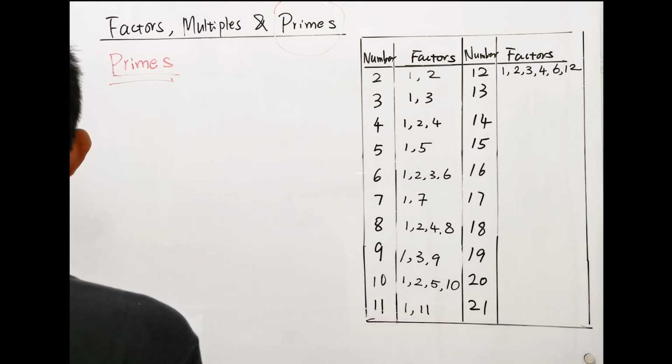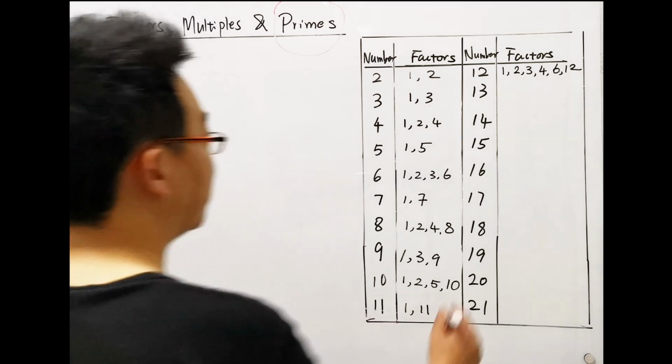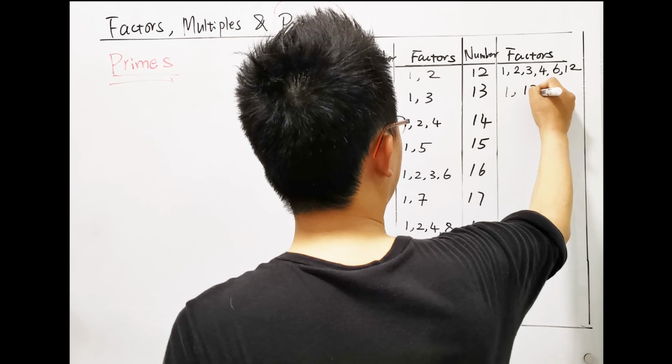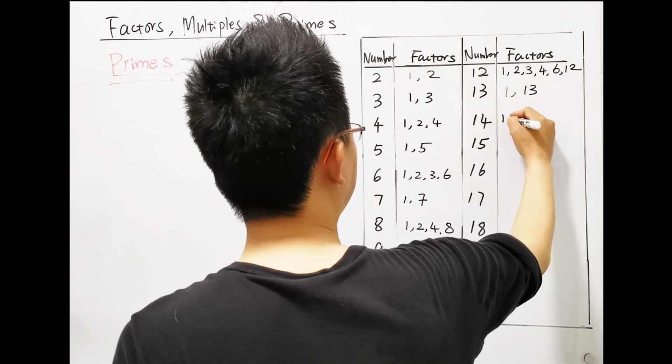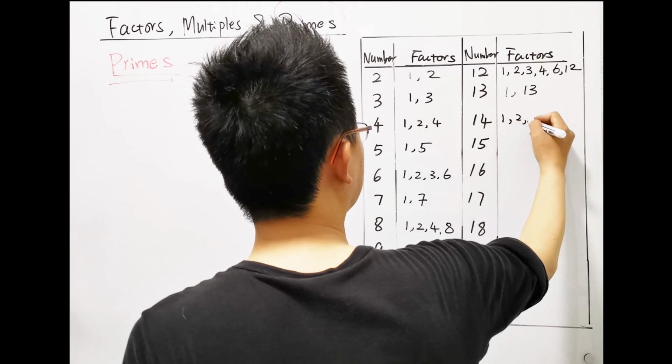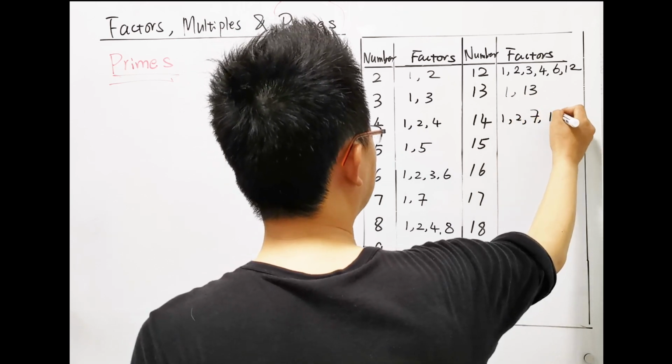For them, right? Okay, let's continue. How about 13? 13, we have 1, we have 13, right? How about 14? 14, how many factors do we have? We have 1, definitely. Then we have 2, right? Then we have 7, right? Then we have 14, right?